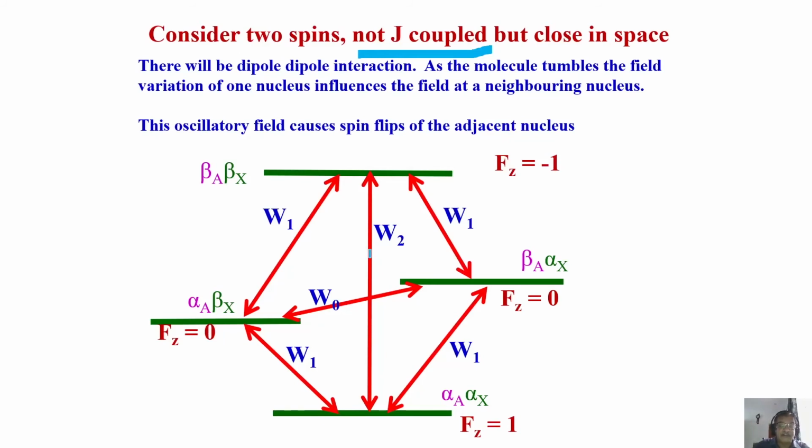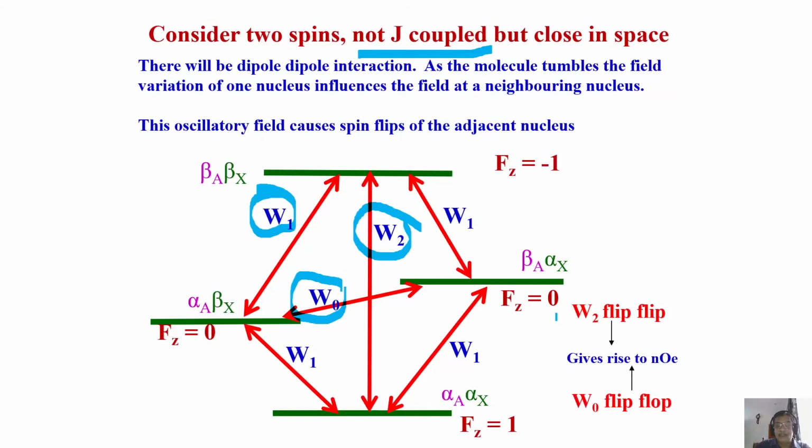The oscillation frequency can be any of them. It can be at W0 or W1, at the Larmor frequency or at twice the Larmor frequency, or the difference of the chemical shift. The oscillatory field frequency can be any of them. This oscillatory field can cause spins to flip. One spin can flip the other nuclear spin. Now let us see what is going to happen here. This W2 to W1 flip is also allowed. This is what is happening here.